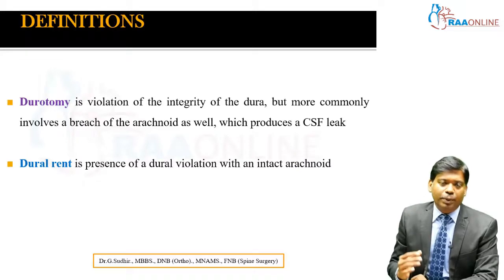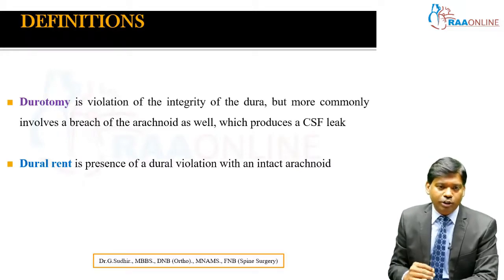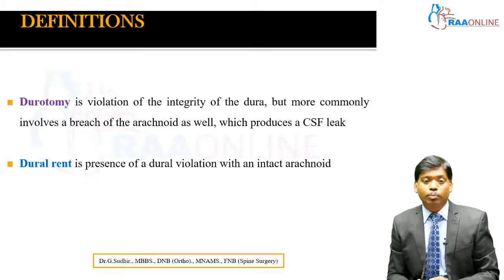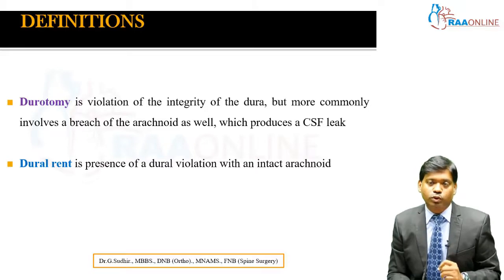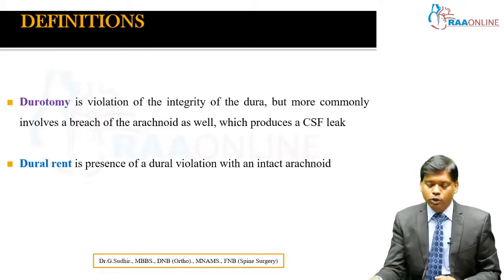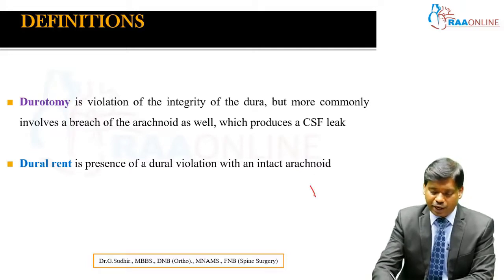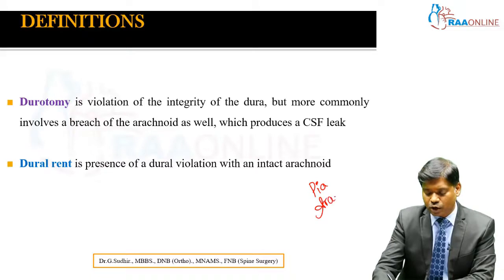So basic definition wise, a durotomy is violation of the integrity of the dura, but more commonly it involves a breach of the arachnoid as well, which produces a CSF leak. We all know that there are three layers of meninges. The innermost is the pia mater, then comes the arachnoid mater, then comes the dura.